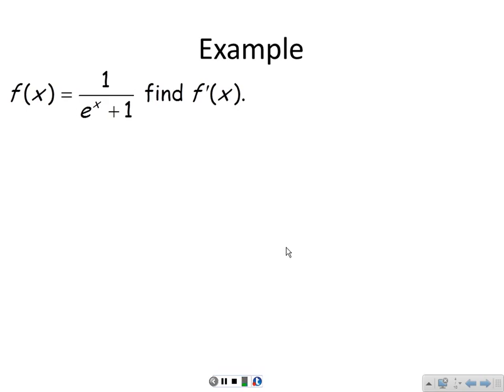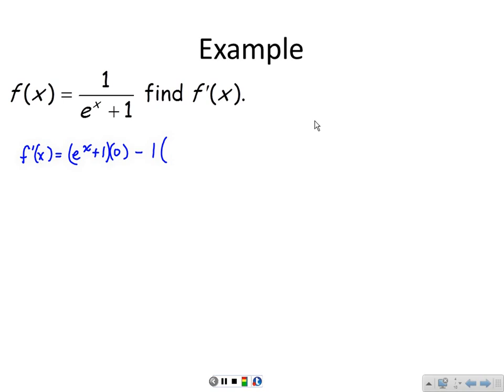For this one, we have f of x is equal to 1 over e to the x plus 1. For the derivative of that, we can do the quotient rule if we want to. When you do that, you're going to have low times the derivative of the high. So we're going to have e to the x plus 1, low, times the derivative of the high. The derivative of any constant is going to be 0, minus high times the derivative of the low.